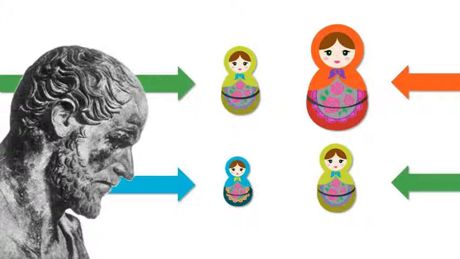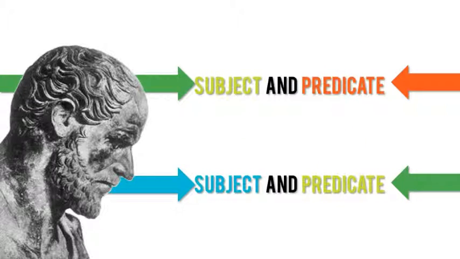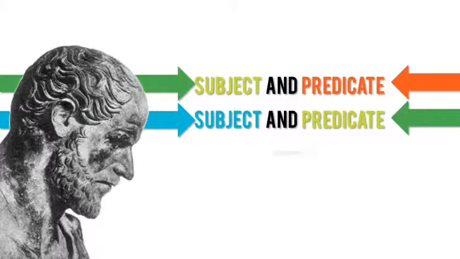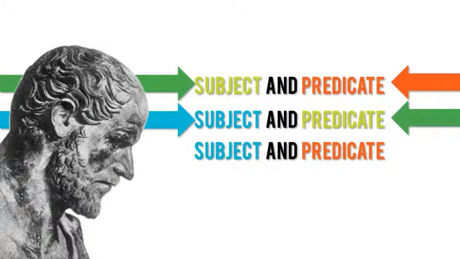So let's put all of our dolls away and plug this framework into language. In the situation that we've laid out here, the green doll is the subject of the first sentence, and the red doll is the predicate. In the second sentence, the blue doll is the subject of the sentence, and the green doll is the predicate. And these two sentences together give us our third sentence, namely that the blue doll is inside the red doll. Notice also that the subject of the second sentence became the subject of the last sentence, and the predicate of the first sentence became the predicate of the last sentence.